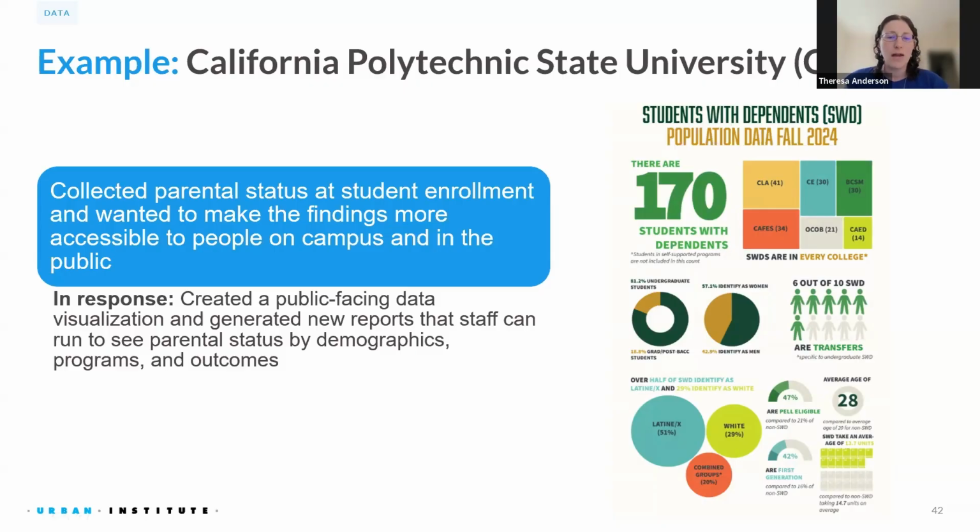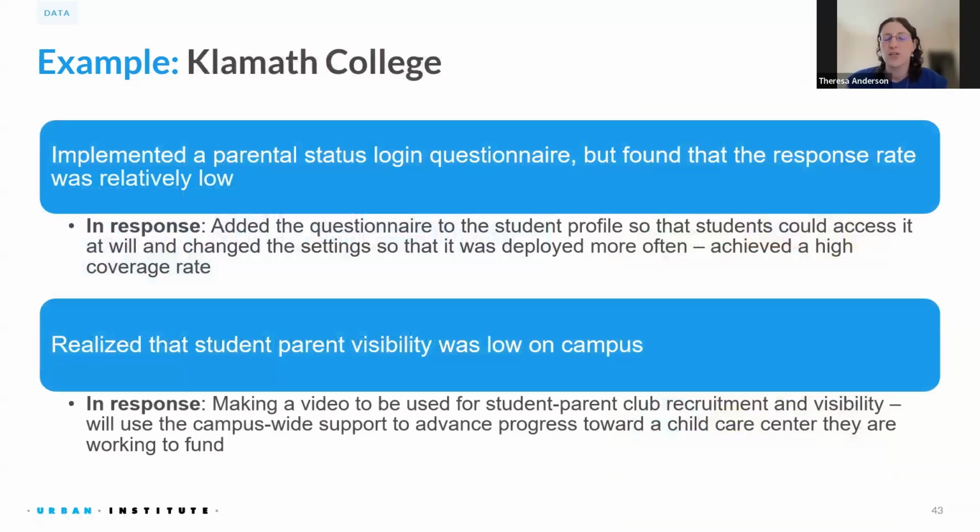And then the third and final example that I wanted to share is from Klamath College, which is a rural college in Oregon. So this was an example of an institution that implemented that parental status logging questionnaire.